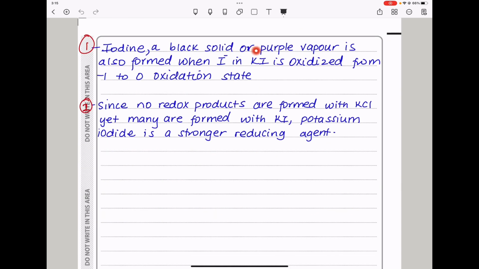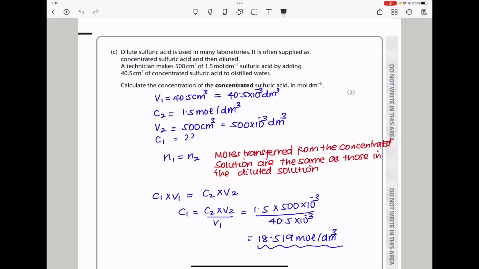Iodine, a black solid or purple vapor, is also formed when iodide in potassium iodide is oxidized from -1 to 0 oxidation state. Since no redox products are formed with potassium chloride, yet many are formed with potassium iodide, then iodide is a stronger reducing agent. This is a good conclusion. Moving on.